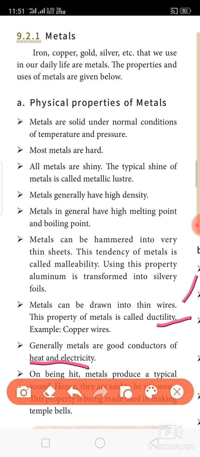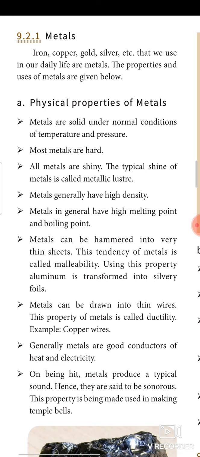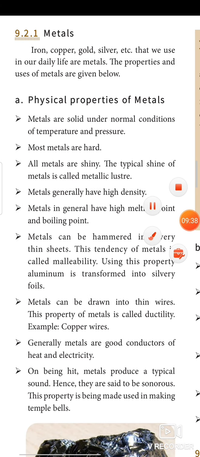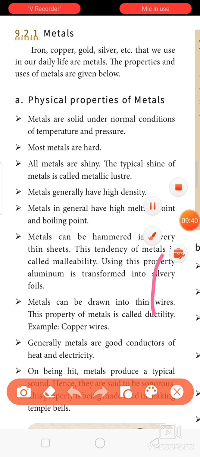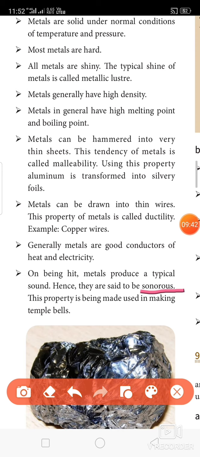On being hit, metals produce a typical sound. Hence, they are said to be sonorous. What do you mean by sonorous? Capable of producing deep sound is known as sonorous. Sonorous, the property of producing deep sound. This property is made use of in making bells, temple bells, etc.